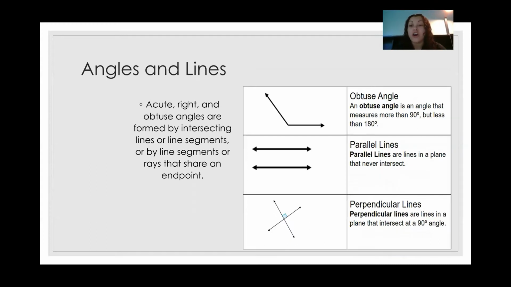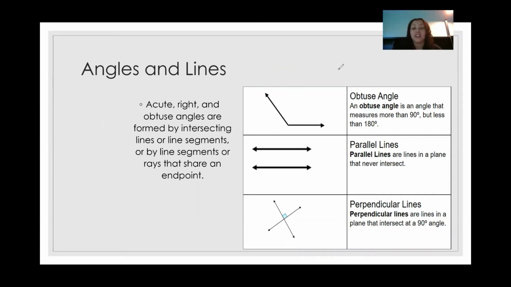Other angles are obtuse angles, and those are larger than 90 degrees. So we have 3 main angles, which are acute, smaller than 90, right angles, which are equal to 90, and then obtuse angles, which are greater than 90, but less than 180. So again, like I was saying earlier, if this extended out to the whole line, this whole angle would be 180 degrees. So an obtuse angle is in between a right angle and a 180 degree angle.